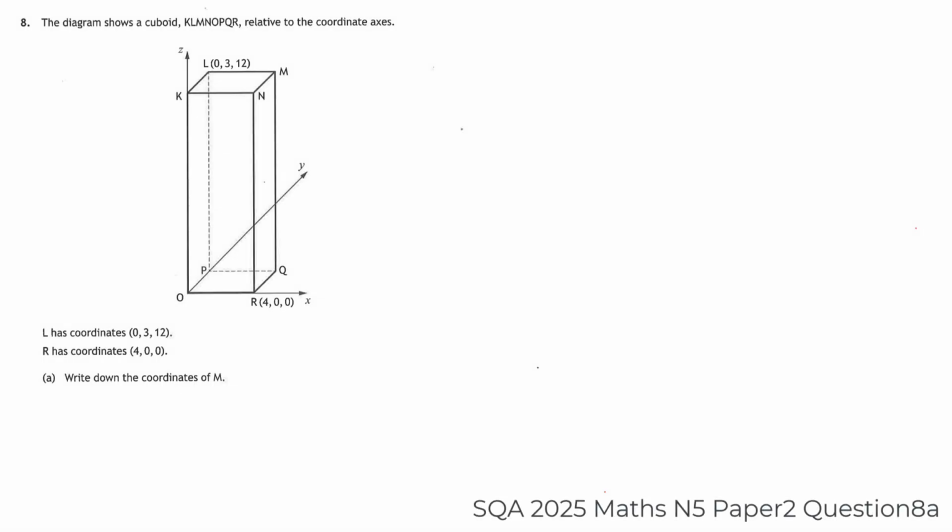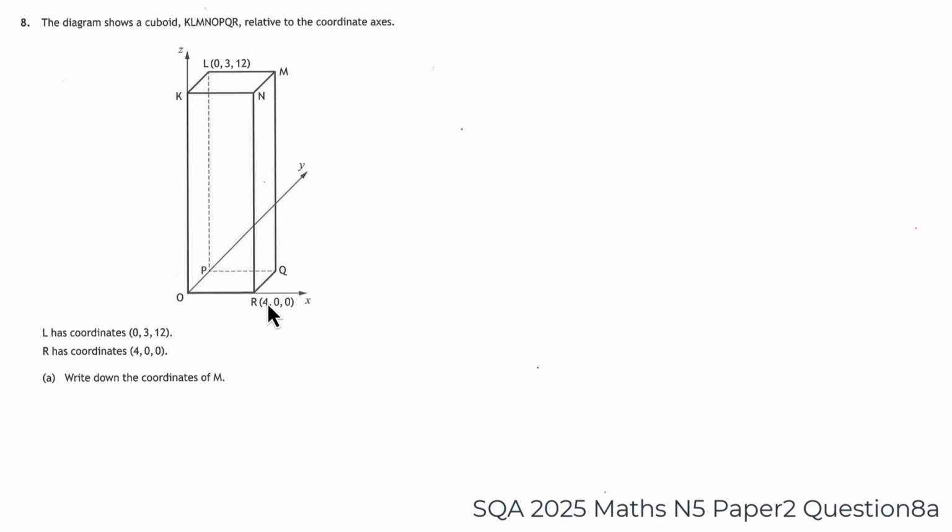So here's question 8, and we're shown a cuboid, and it's sitting on a X, Y and Z axis, and we're told 2 of the coordinates of the vertices. We're told this point L at the back of the cuboid has coordinates 0, 3, 12, and we're told that this point R here at the front on the x-axis has coordinates 4, 0, 0. We're asked to write down the coordinates of this vertex up here, M.